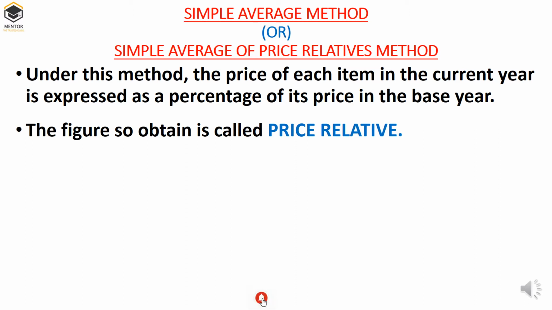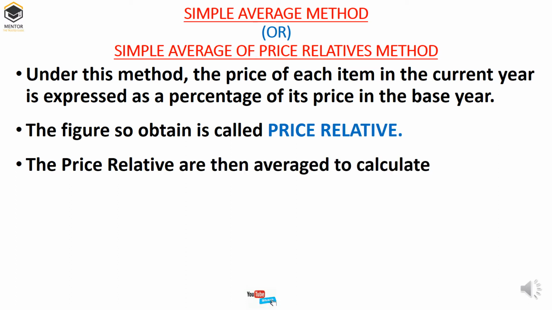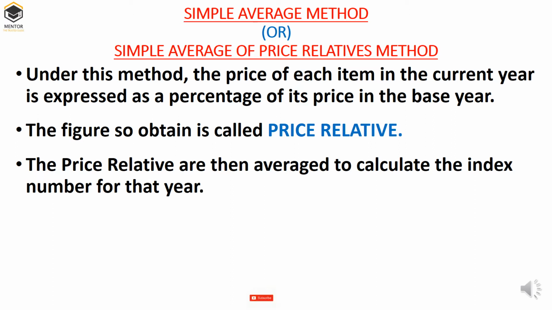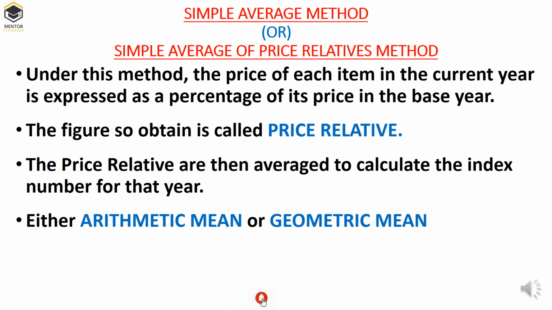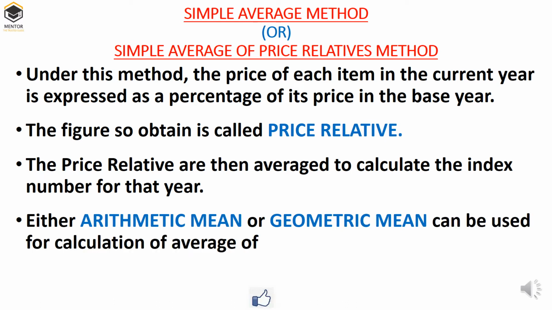To obtain the index number in the simple average method, first we need to find the price relative. The price relatives are then averaged to calculate the index number for that year. So we will be using either arithmetic mean or geometric mean to obtain the price relative index number.